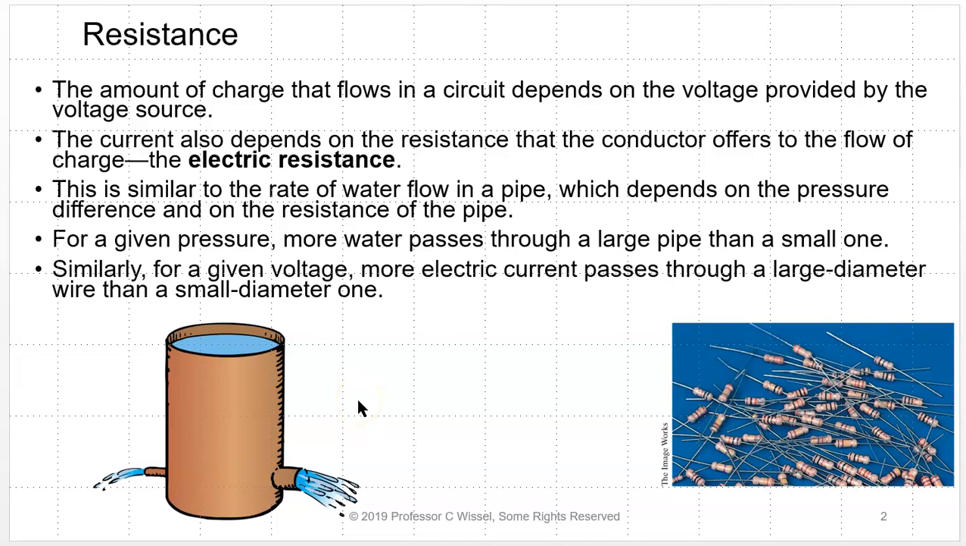For a given pressure, more water passes through a large pipe than a small one, because a large pipe has a lower resistance. Similarly, for a given voltage, more electric current passes through a large diameter wire than a small diameter wire, because a large diameter wire has lower resistance.